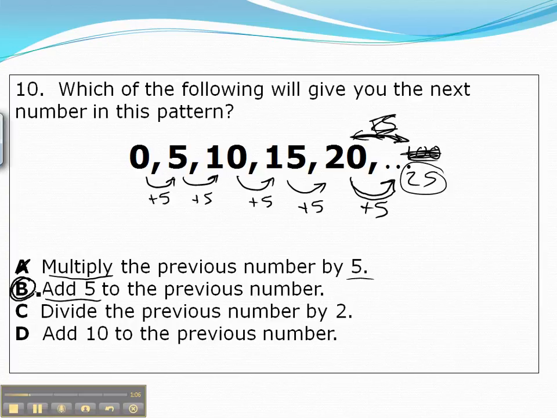So it looks like answer choice B is the correct answer, but let's look at the other two answer choices. Divide the previous number by 2. If I divide 20 by 2, I would get 10. That's not right. If I add 10 to the previous number, 20 plus 10 would be 30, but the next number should be 25, so that's not right. So answer choice B is the correct answer.